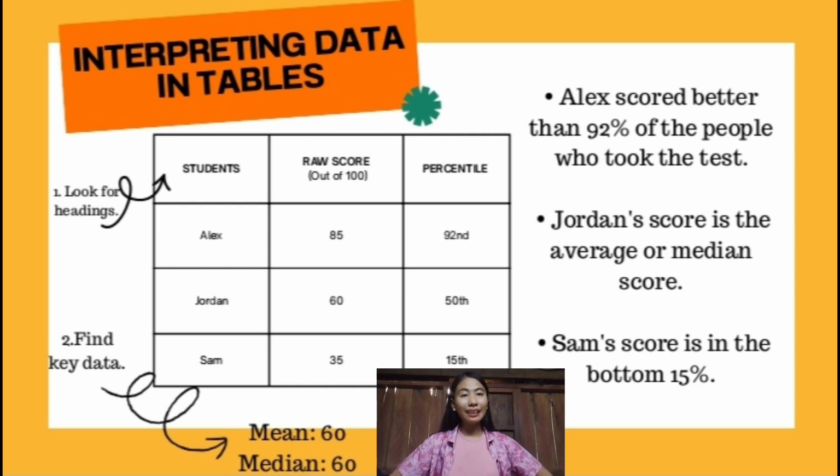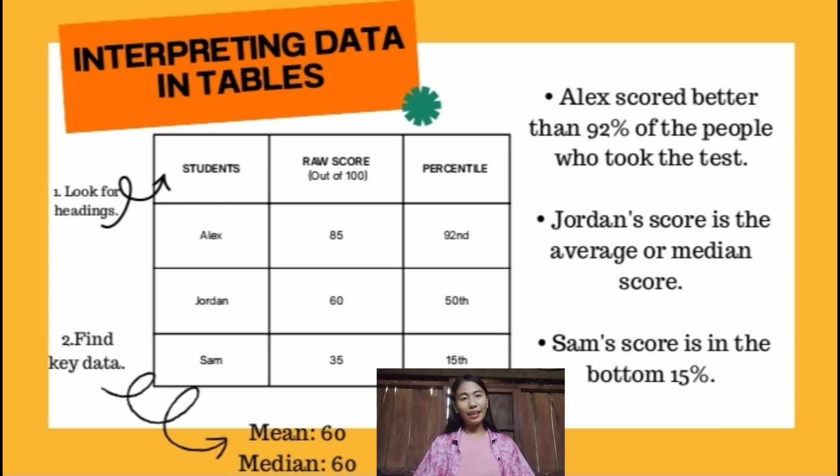In getting the mean and the median, first we need to calculate the mean. We can easily get it by adding the raw scores of the students. We have Alex 85, Jordan 60, Sam 35. We add those 3 raw scores, and then the sum is divided by 3, which is the number of students. The result of that is 60. So 60 is the mean of this table.